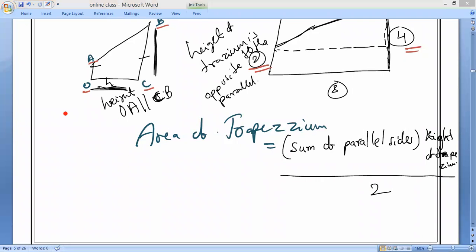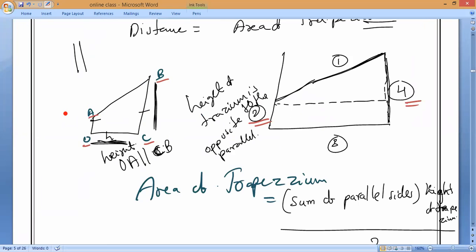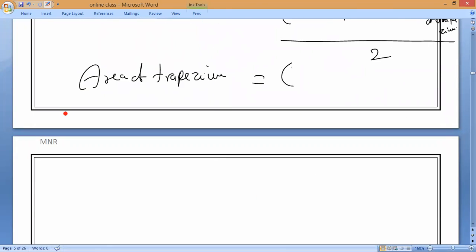Now you tell me from the picture, who are the parallel sides? You should tell me. I should not say. So I can say, area of trapezium is equal to sum of parallel sides. Who are the parallel sides? Look into the picture and tell me. OA and CB, sir. OA plus BC. What is the formula? OA.